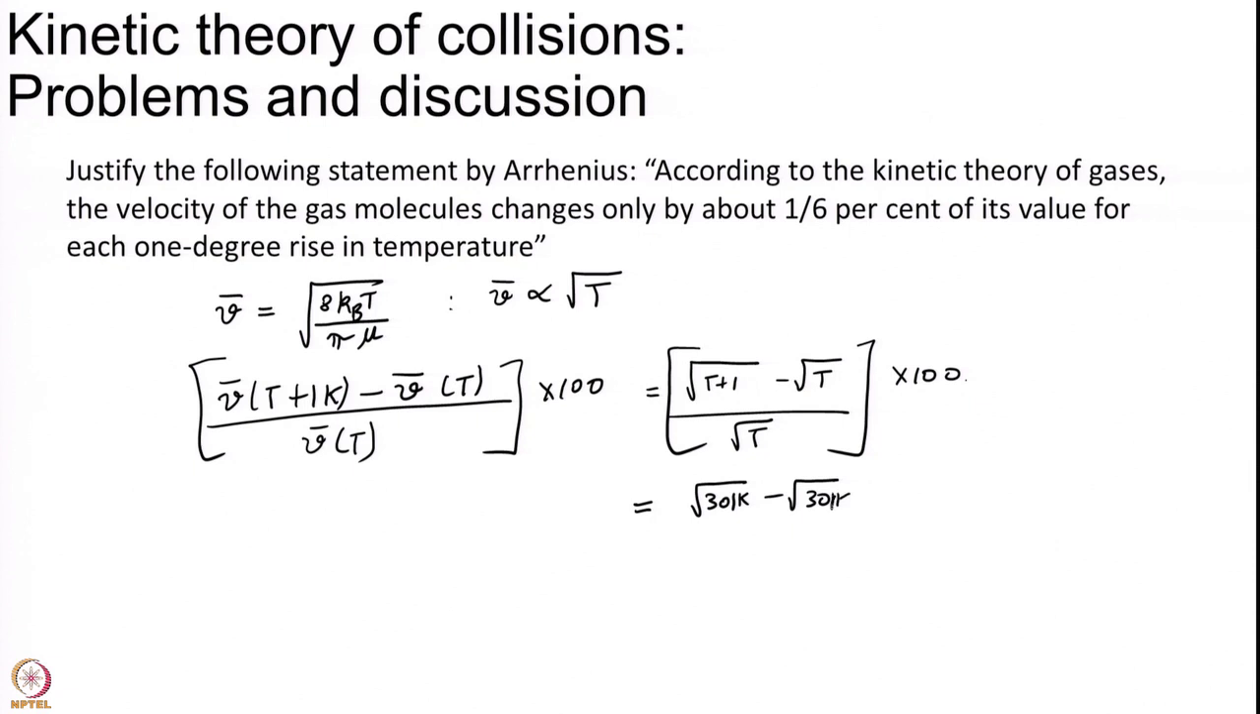I am sorry, root of 301 Kelvin minus root of 300 Kelvin divided by root of 300 Kelvin. So, room temperature is 300 Kelvin or close by. So, you can work this out and show that this is equal to 1/6%. This comes very close to 1/6%. So, this is very simple numerics. You can plug it into your calculator and you can prove this out, which is roughly equal to 0.16%.